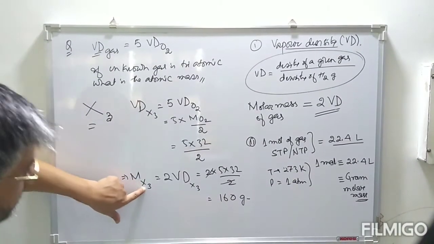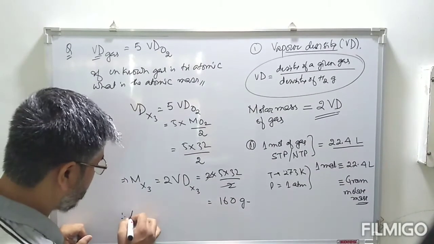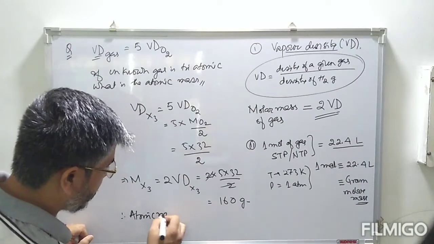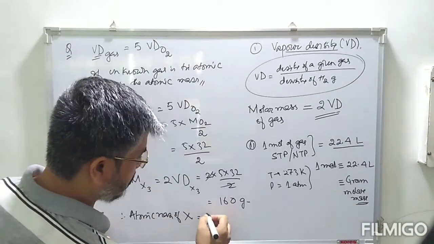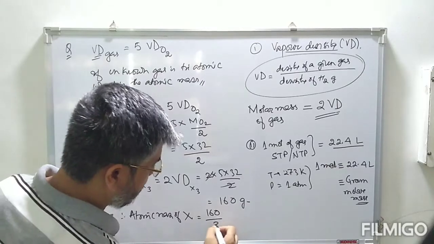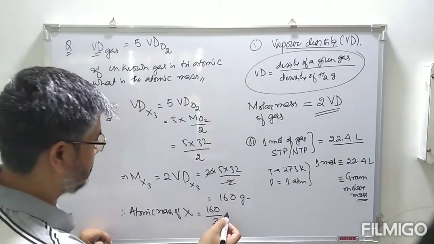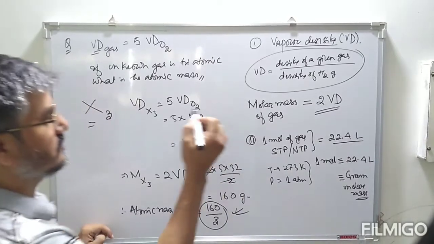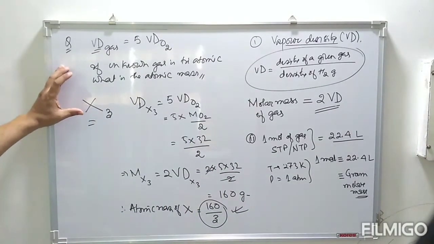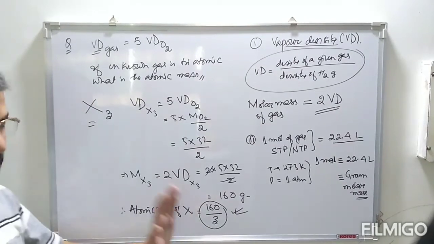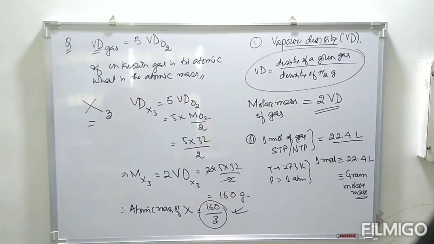But one molecule contains how many atoms? 3. So therefore atomic mass of X is equal to molecular mass divided by 3. So this is how we define molecular mass, and from this molecular mass we define atomic mass, provided the atomicity, how many atoms are present in a molecule, is given.